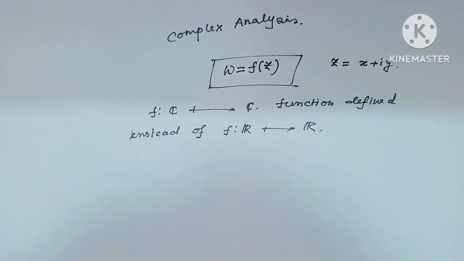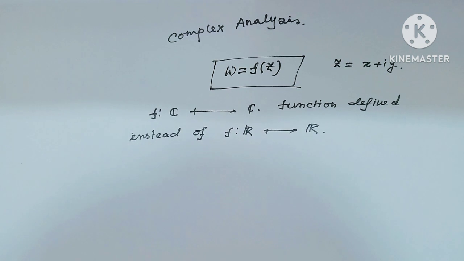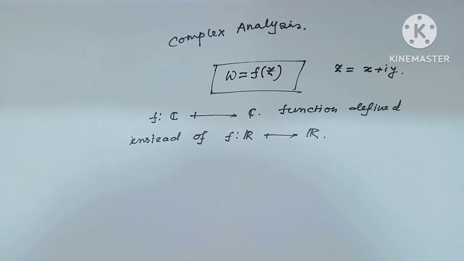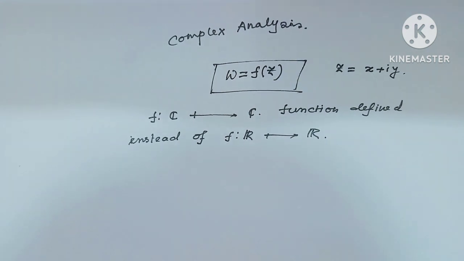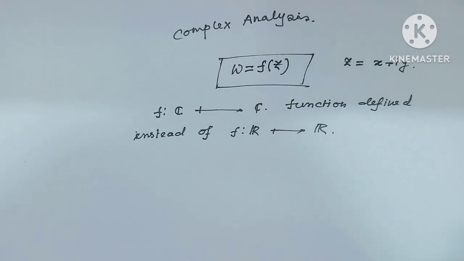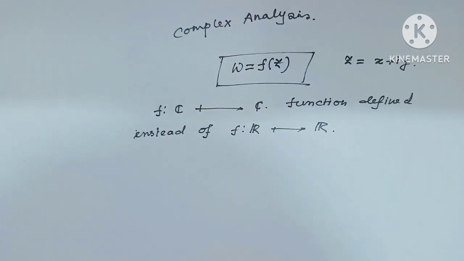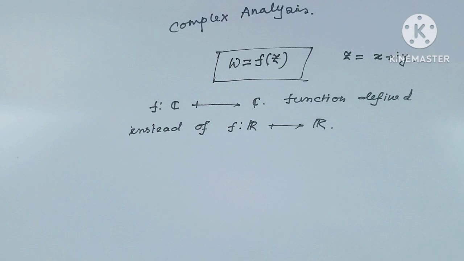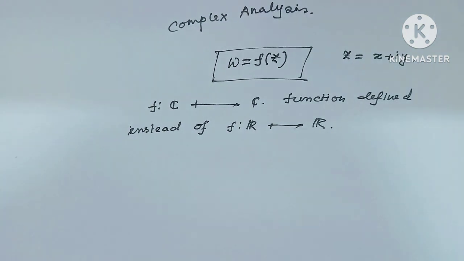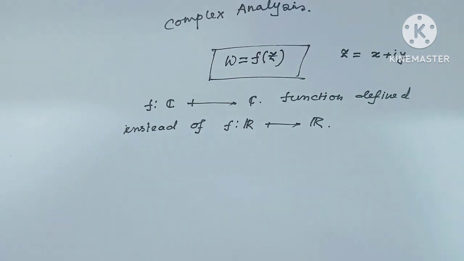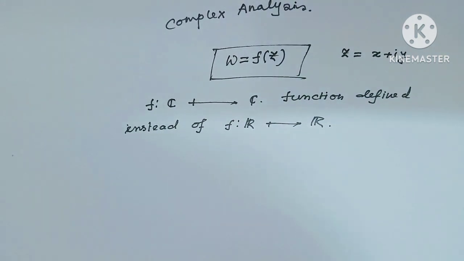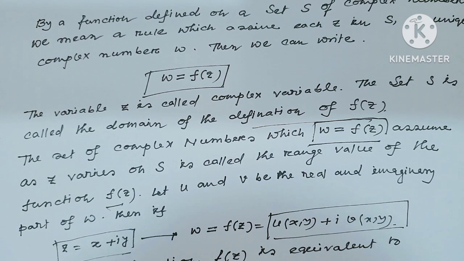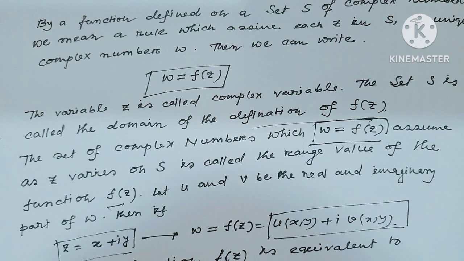Welcome back. Today I will define complex analysis. We all know that in real analysis, a function is defined from the real line to the real line. In complex analysis, the function is defined as w equal to f(z), where z equal to x plus iy, and here the function is defined from complex numbers to complex numbers.